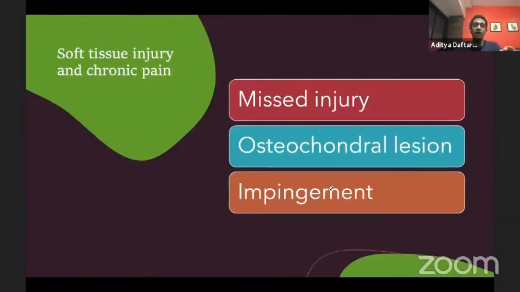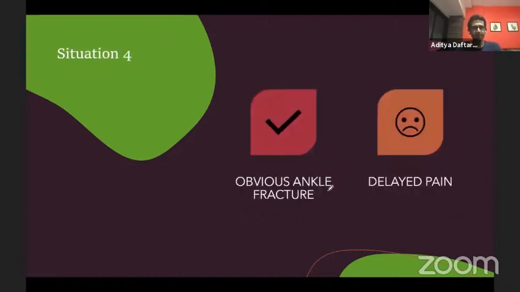So when it comes to soft tissue injuries with chronic pain, we're going to be looking for three major things. Missed injuries, like I told you about the syndesmotic injuries, osteochondral lesions, and then impingement.